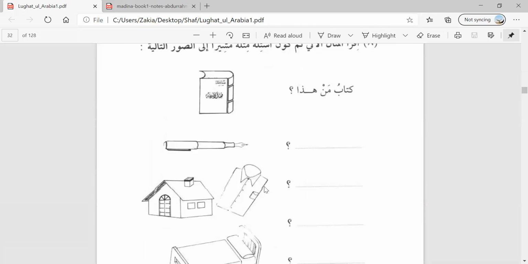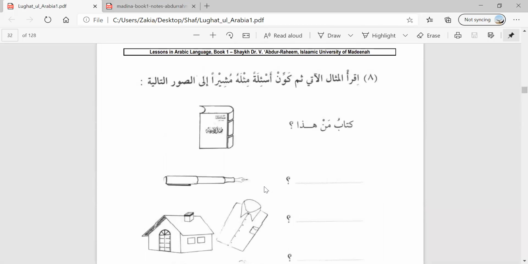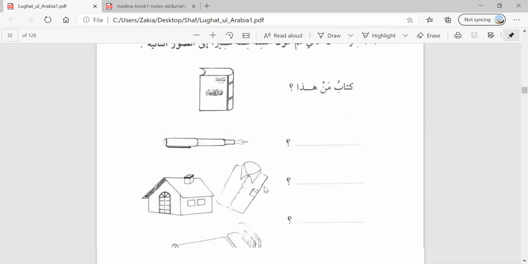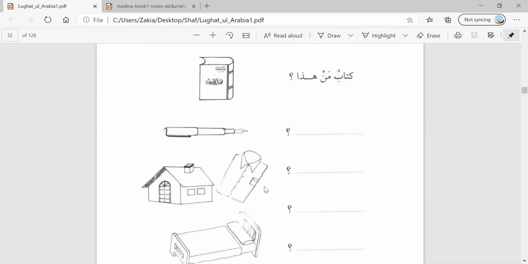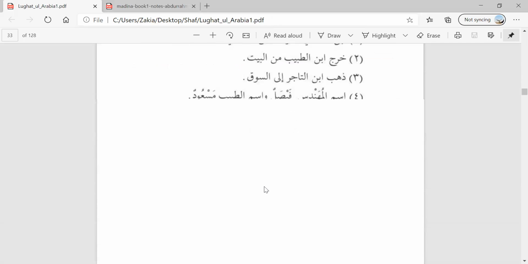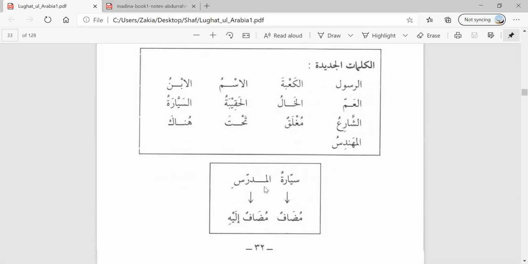Again, here you have Kitabu Man Hada, whose book is this? So here you fill in the relevant text, looking at the picture. So man, as we said, man is who. Min, when you put kasra below the meem, it means from. So just remember those two and please do not get confused, because they have completely different meanings.